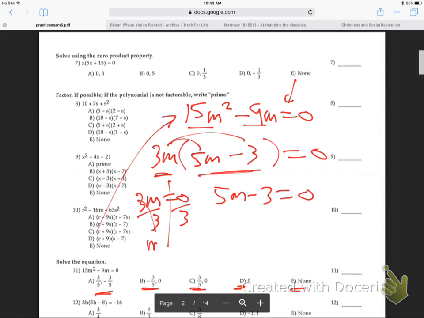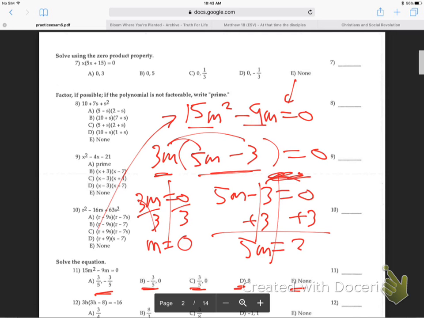And 0 on the top of a fraction is just 0. This one, you add 3 to both sides. And 5m equals 3. Divide by 5. So 3/5 and 0. There it is. Answer C? Yes. 3/5 and 0. And you could check them. You can always check those answer ones, but you probably don't have time for that right now. Let's move on. We good there? It's number 11, wasn't it? So let's move on.